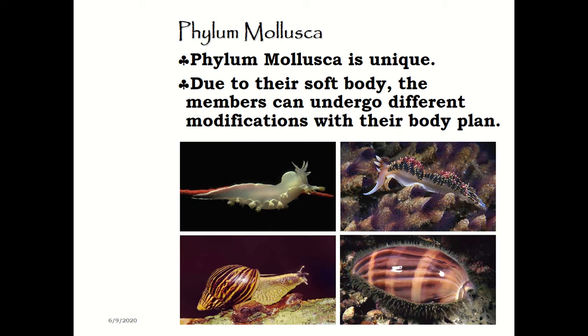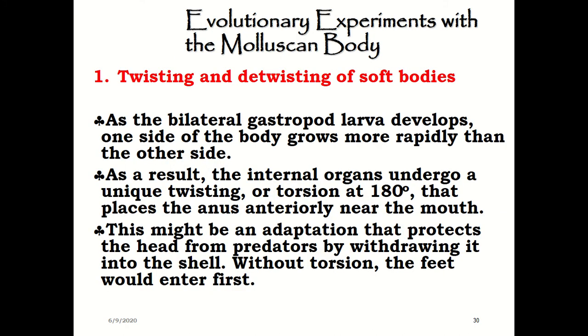Phylum Mollusca is very unique because, due to their soft body that is protected by the shell, the members can undergo different modifications of their body plan. The first modification is that they can twist and untwist their soft body. In the snail, the bilateral gastropod larva develops with one side of the body growing more rapidly than the other side. As a result, the internal organs undergo a very unique twisting, a torsion of 180 degrees, that places the anus anteriorly near the mouth.